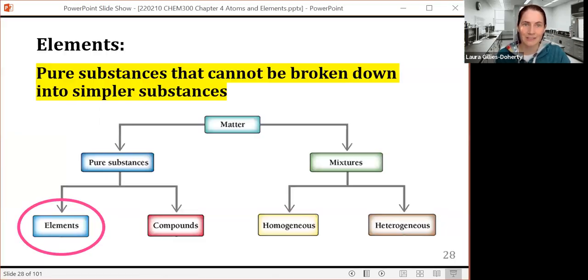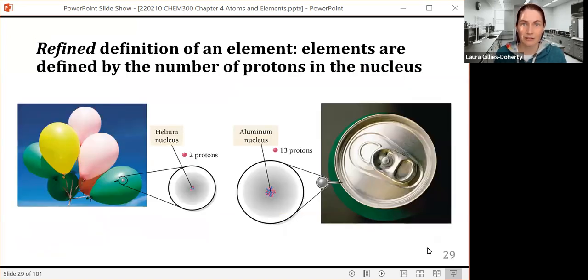atom. So previously we talked about elements when we were subdividing and classifying matter according to its composition. We said that elements are pure substances that cannot be broken down into simpler substances. And that's true. We're going to continue to use that definition, but we can add to it and further refine it. Now that we know about subatomic particles, about protons, neutrons, and electrons, the definition of an element can be further refined. Elements are defined, given their identity, based on the number of protons in the nucleus.